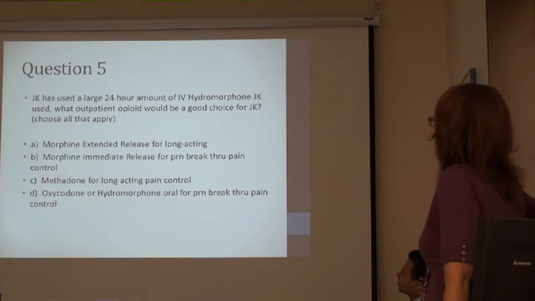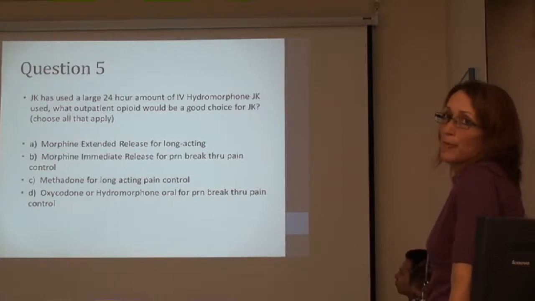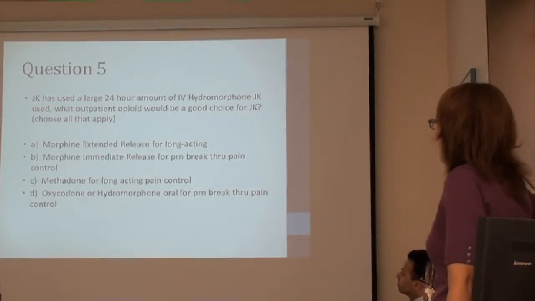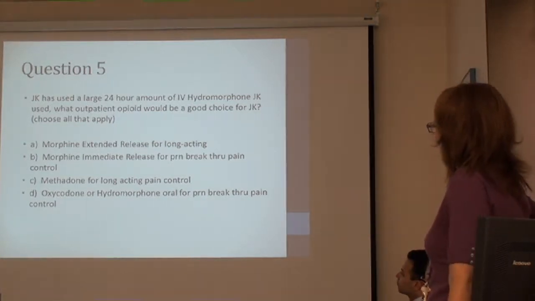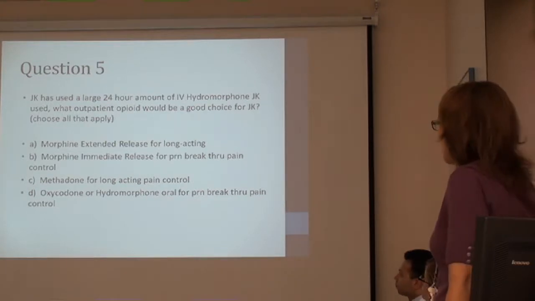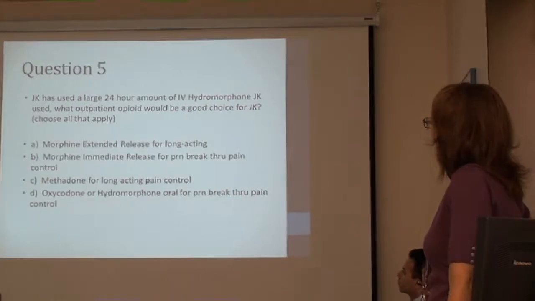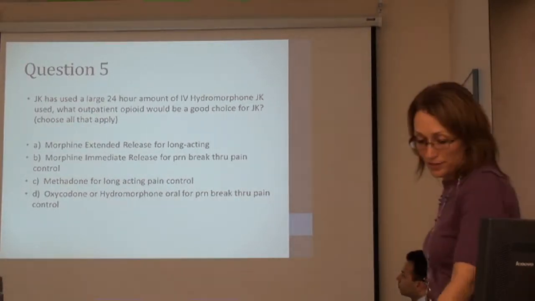What outpatient opioid would be a good choice for her? So let's choose all that apply. Morphine extended release, long acting, what do you think? Probably not. She had the myoclonus on morphine. So morphine immediate release, same thing. And then methadone for long-acting pain control, I would choose that. And what about oxycodone or hydromorphone oral for PRN breakthrough pain control? Sounds good. I would do that. So maybe C and D are going to be your regimen, okay?